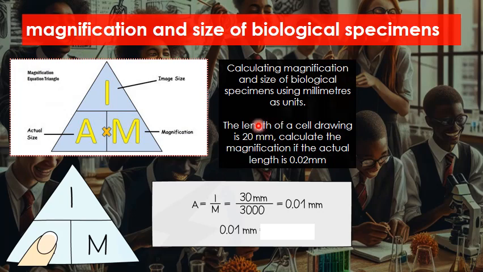I'm happy to help. The length of a cell drawing is 20 millimeters. Calculate the magnification if the actual length is 0.02 millimeters. So you've been given the length of a drawing, which is the image, it's 20, and you've been told that its actual length is 0.02. You're asked to calculate the magnification. So you're basically just saying image over actual, which is 20 millimeters divided by 0.02 millimeters.